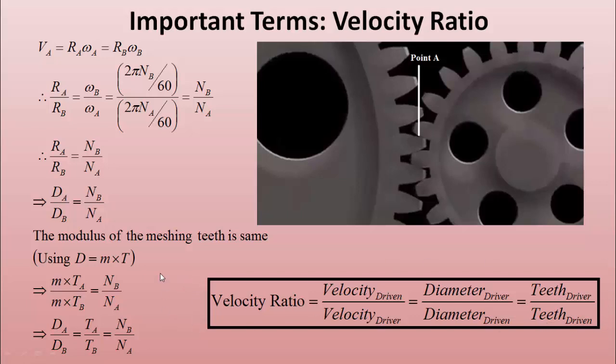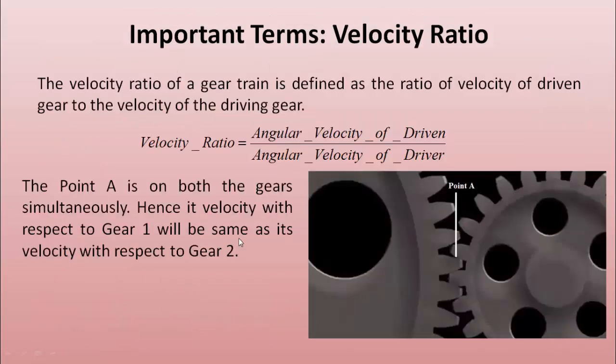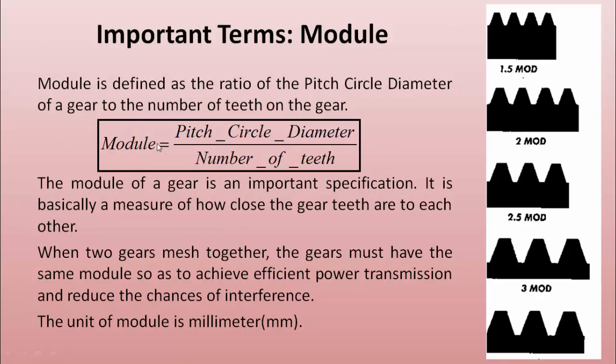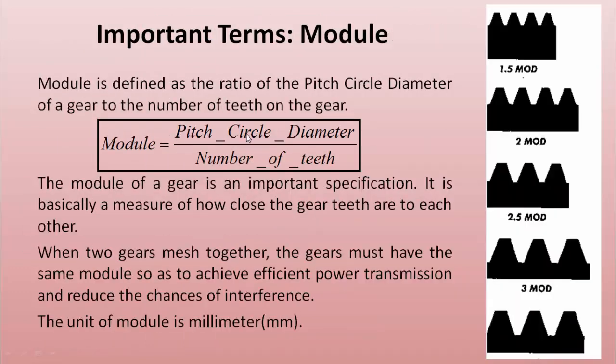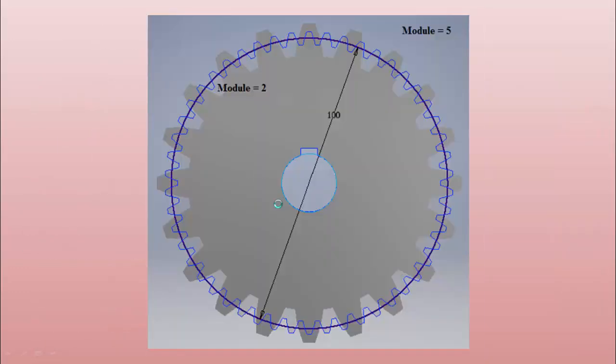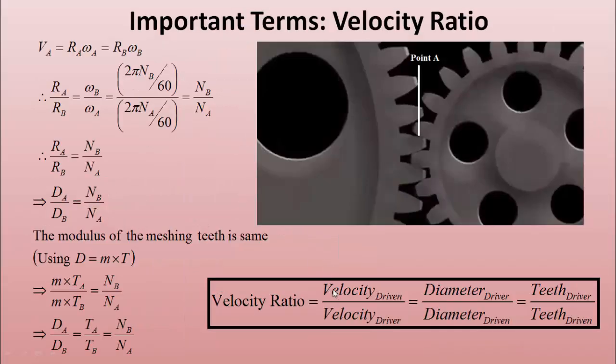So this is the second formula that you have to remember. This was the first formula and this is the second formula. Module is equal to PCD divided by number of teeth, and velocity ratio is velocity of driven upon velocity of driver, which is equal to diameter of driver upon diameter of driven, which is equal to number of teeth on driver divided by number of teeth on driven.